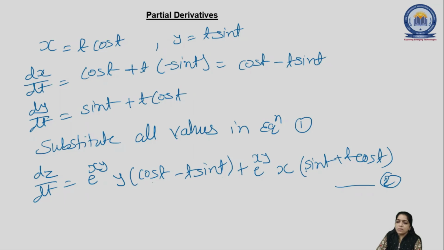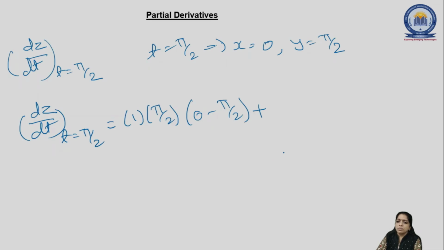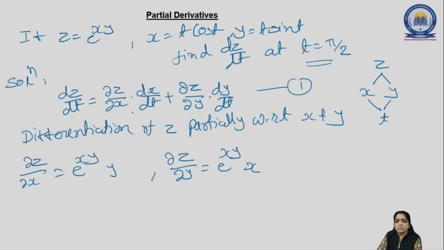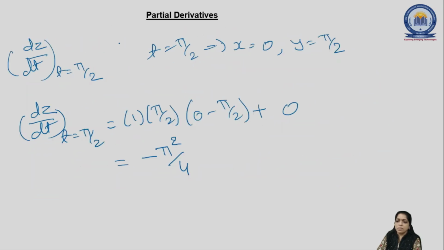If I substitute 0 in the place of x, 0 into anything is 0, so my next term will be 0. And after simplification, my final answer is minus pi square by 4. So this is the total derivative of z with respect to t at t equal to pi by 2 for the given function, and my answer is minus pi square by 4.